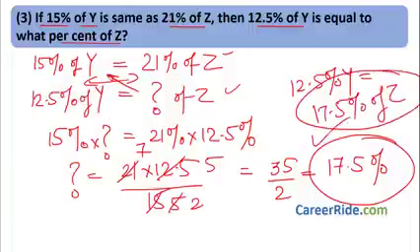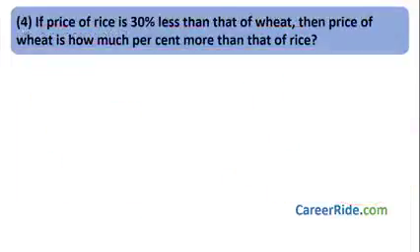This is the answer. Moving to next question. Question number 4. If price of rice is 30% less than that of wheat, then the price of wheat is how much percent more than that of rice?